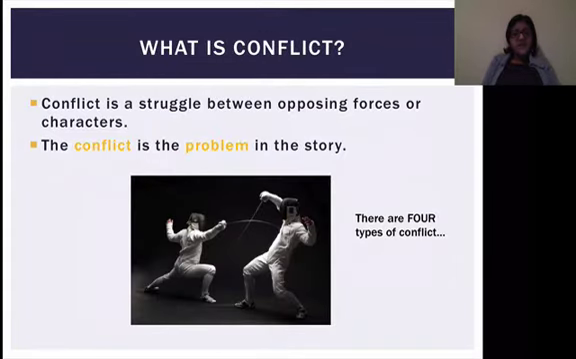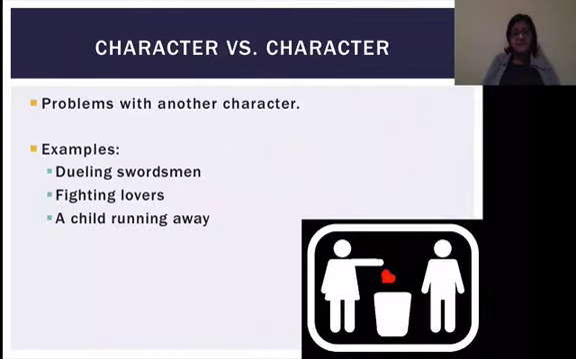So, what is conflict? Definitionally, conflict is a struggle between opposing forces or characters. So the conflict is the problem in the story. So when anyone asks you what is the conflict of the story, just think of what was the problem in the story? What did the main character have to face or overcome in the story? So there are 4 types of conflict.